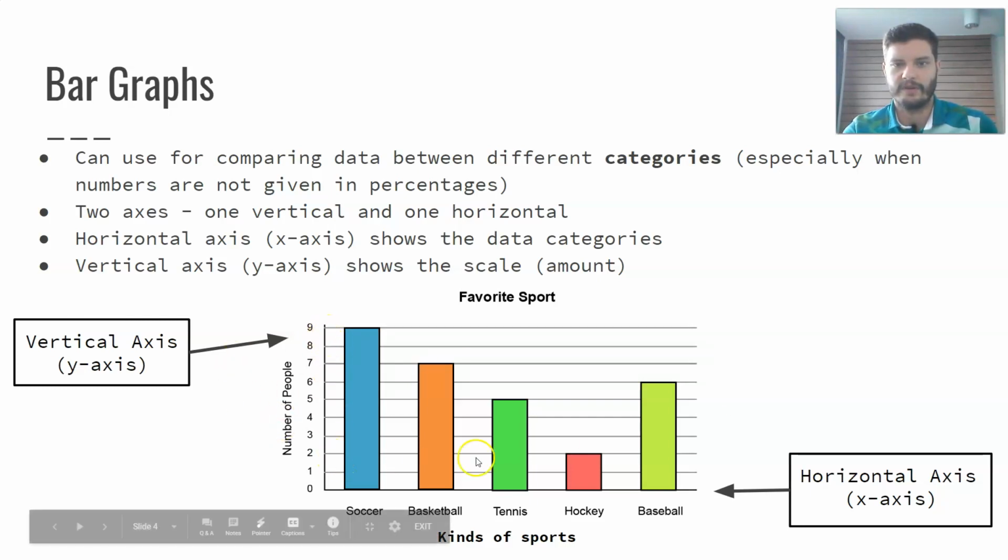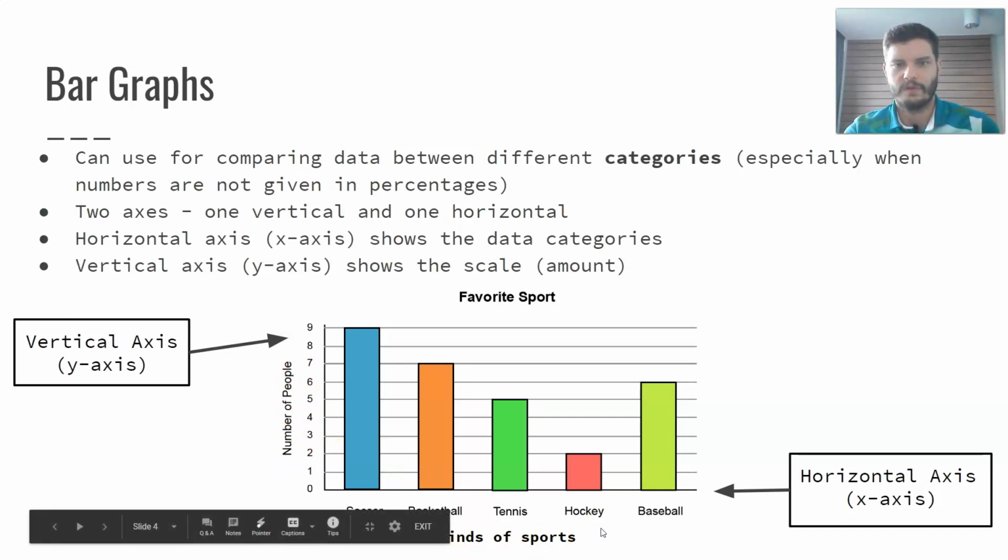Okay, so again, here's my example, favorite sports. We've got the different categories, soccer, basketball, tennis, hockey, and baseball. And the bars are separate. You can see there's a space between each bar when I represent it on the bar graph. Now, notice that there are labels on the side. We've got number of people and kinds of sports.